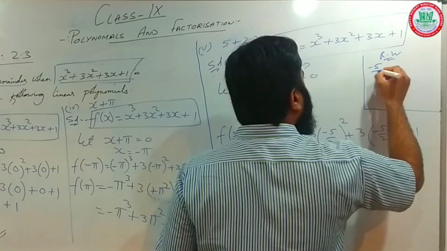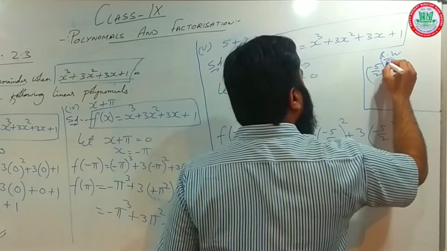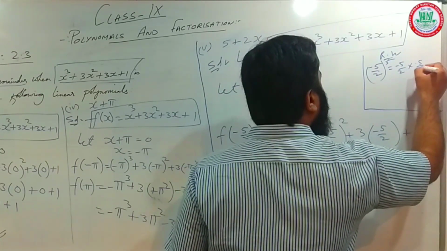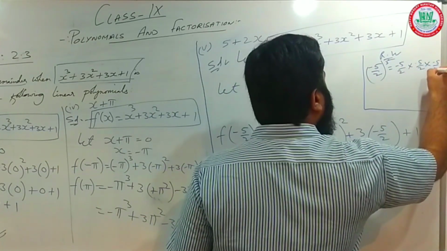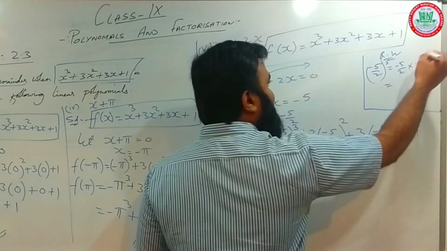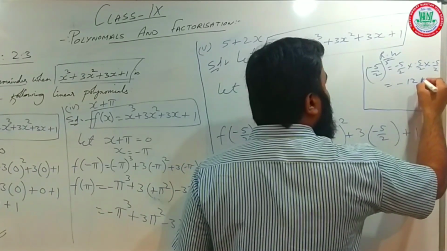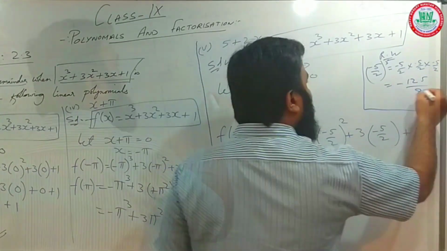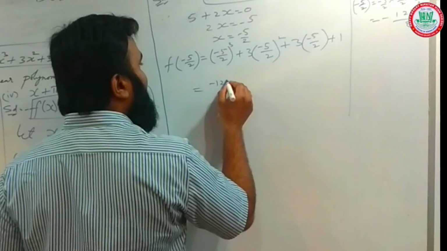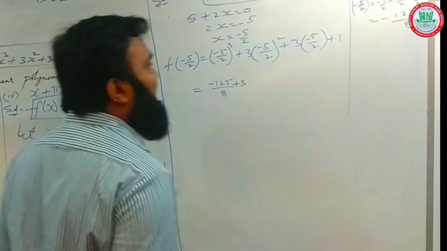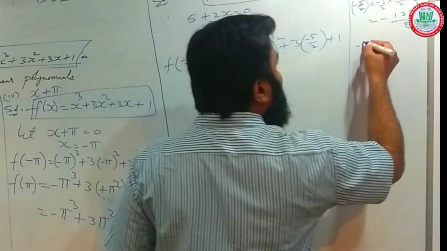(-5/2)³ is equal to (-5/2) × (-5/2) × (-5/2), which is equal to, minus into minus is plus, plus into minus is minus. 5 5s are 25, 25 5s are 125, over 2 to the 4 to the 8. We got -125/8.